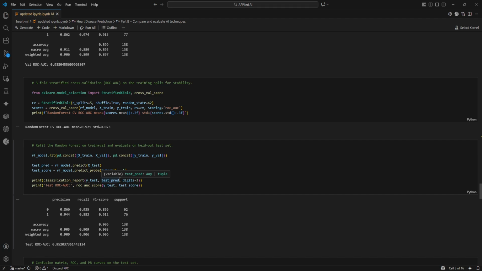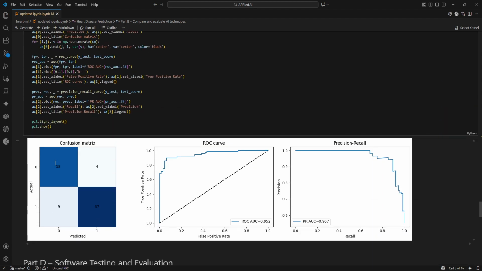The first result shown is accuracy, which measures how many predictions were correct overall. The model achieves high accuracy, indicating strong overall performance. The confusion matrix provides more detailed insight. It shows how many patients were correctly identified as having heart disease, how many were correctly identified as not having heart disease, and where misclassification occurs. The number of incorrect predictions is relatively low, suggesting balanced performance.